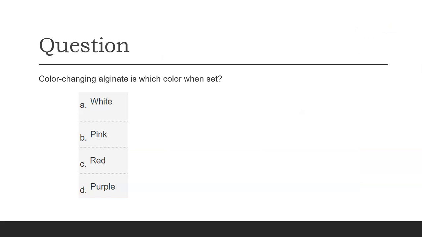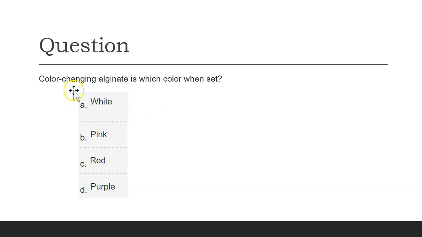There are even color changing alginates out there, which is really cool. So color changing alginate: which color when set? Is it white? So when it's set, when the impression material has become hard, does it turn white? Does it turn pink? Does it turn red? Or does it turn purple?